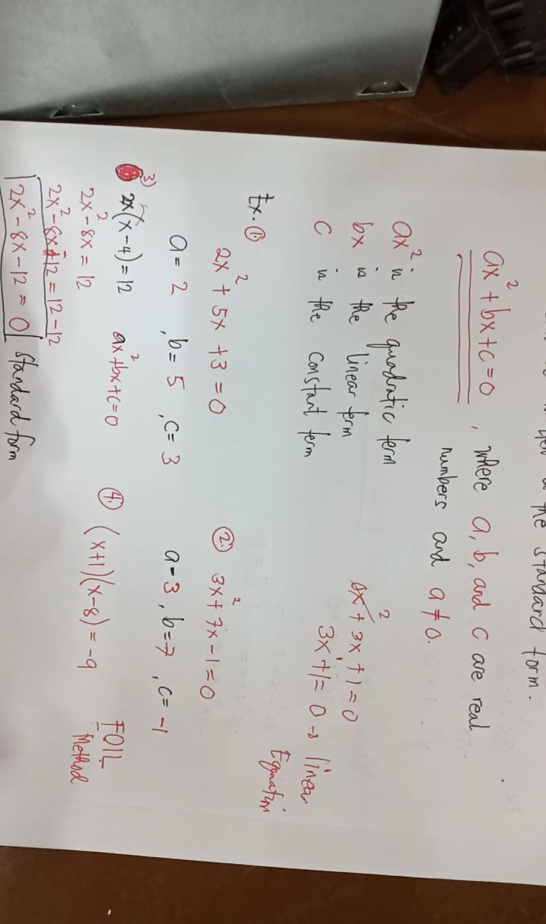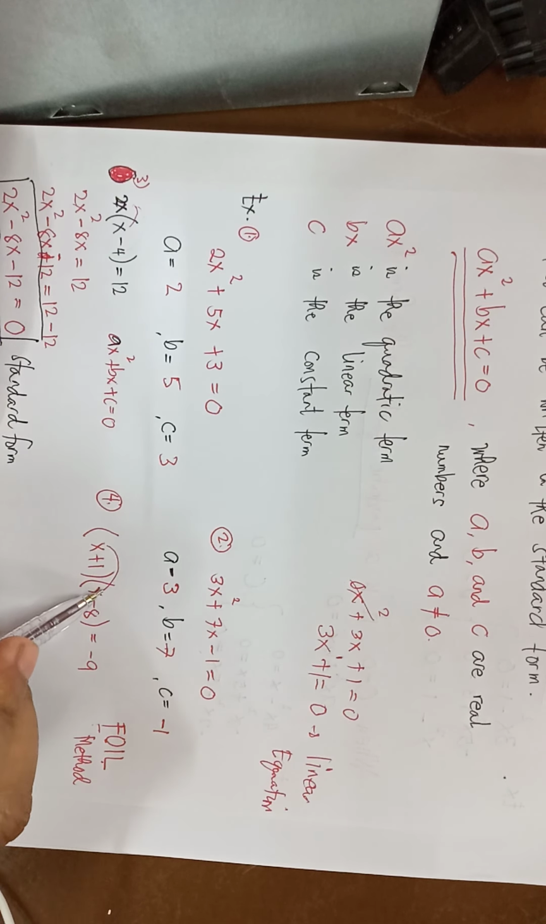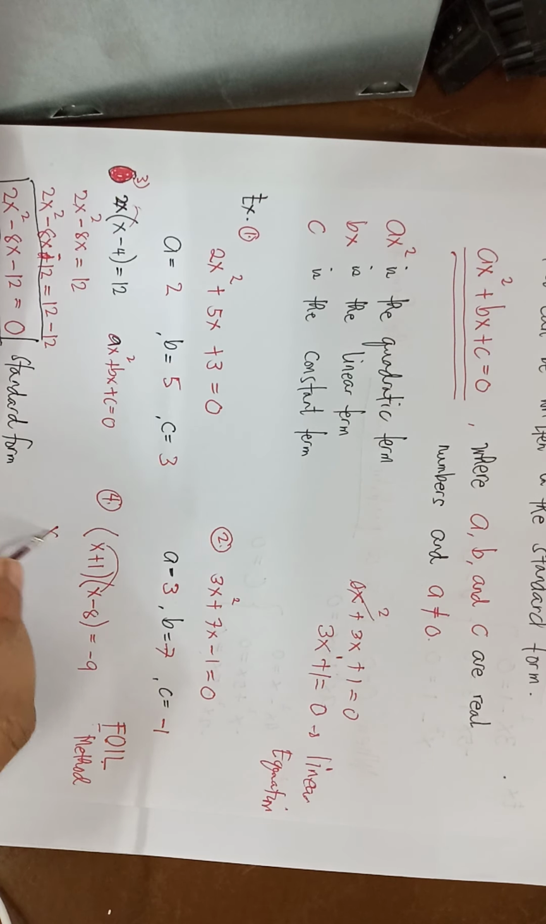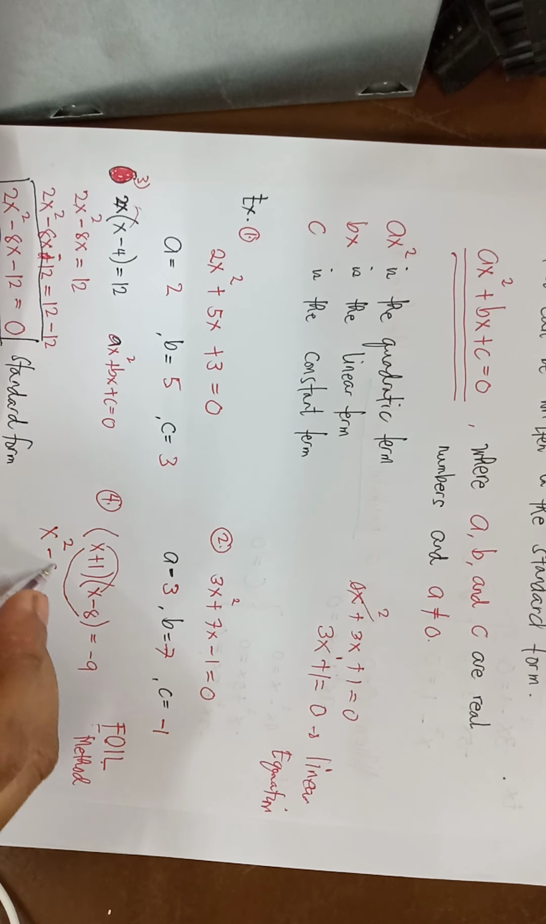So by applying this, the first terms are these two, x and x. Multiply that, x times x, that is equal to x squared. Next, the outer terms of the two binomials. The outer terms will be x times negative 8. So x times negative 8, that is equal to negative 8x.